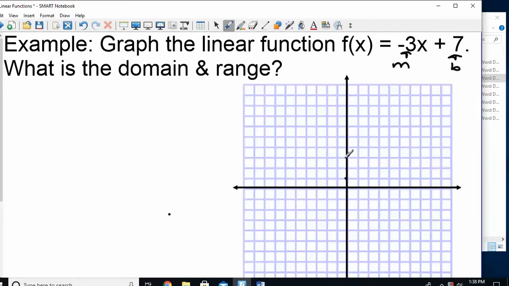So when you graph a line, you start with a point at the y-intercept. My slope is negative 3. So we go down 3 and over 1. Or you could go up 3 and backwards 1 if you wanted. Okay, so then just draw a line connecting the two. Hopefully your lines are a little bit straighter than mine.